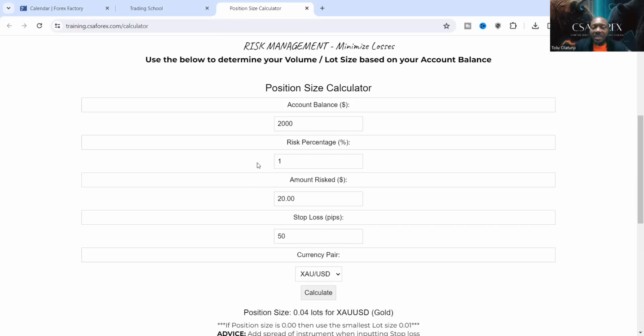CPI, Consumer Price Index, is real. It's around the corner and it is bound to be explosive.